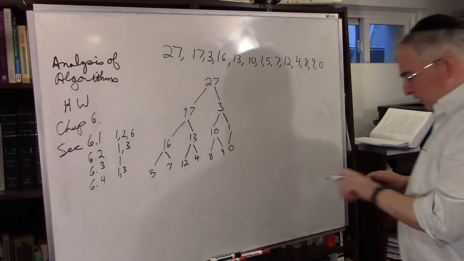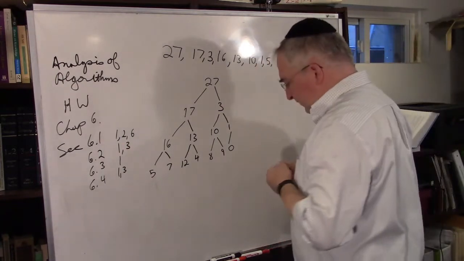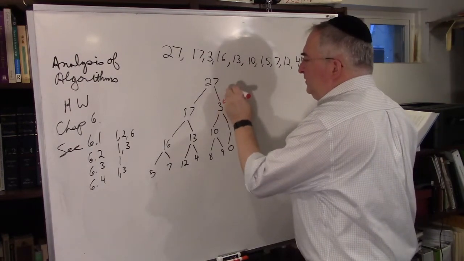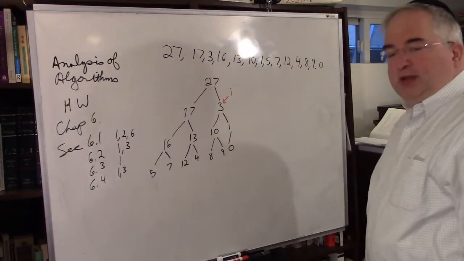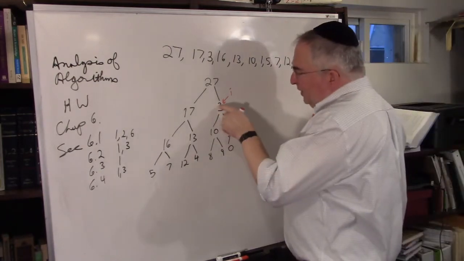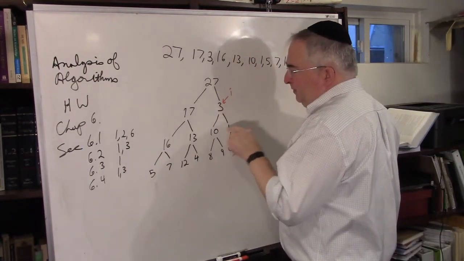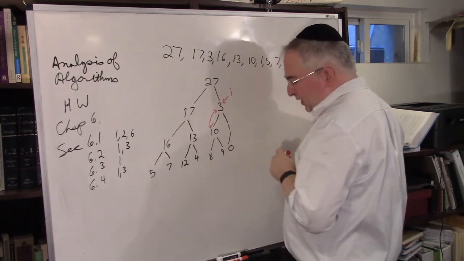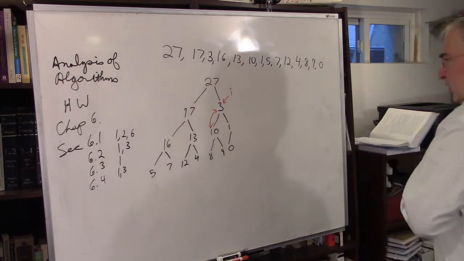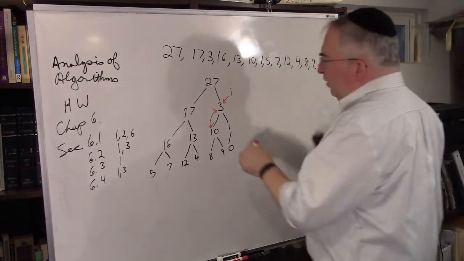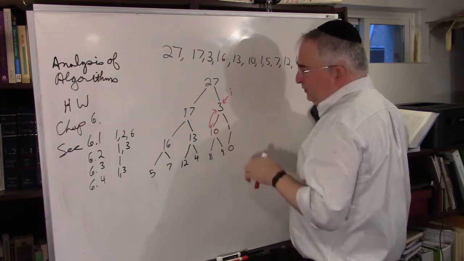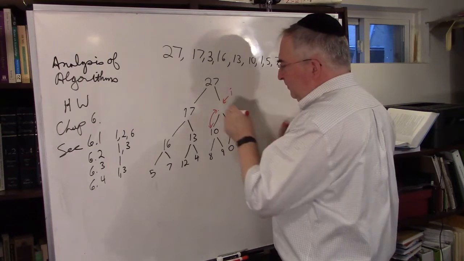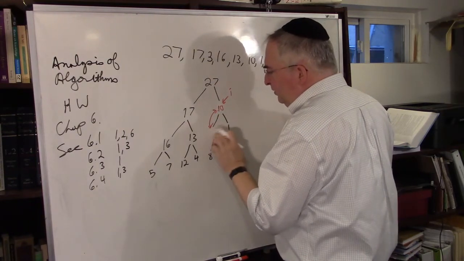Okay, so let's do it. I'm going to do it in a different color. So this is i. Okay, and we want to heapify. How do you heapify? You find the maximum of these 3 elements. The maximum is 10. So basically these 2 are going to swap. So this is going to become 10, and this is going to become 3.